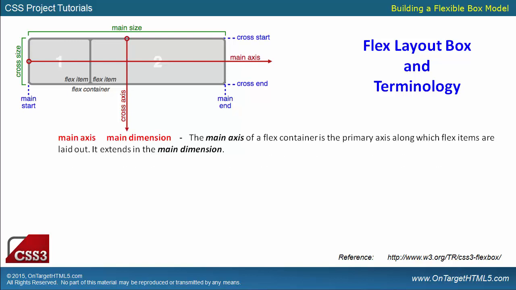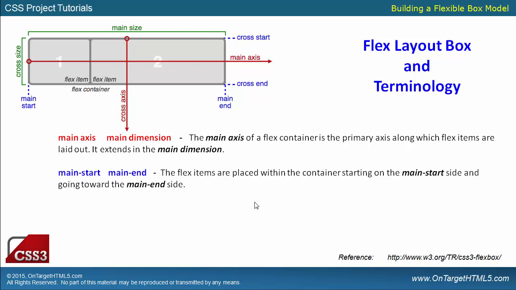The main axis, or main dimension. The main axis of a Flex container is the primary axis along which Flex items are laid out. It extends in the main direction, and if you look, you can actually see this. The main axis is going from left to right, and it extends in the container in the main dimension. The main start and main end: the Flex items are placed within the container starting on the main start side, which is right here, and going towards the main end side, which is here.